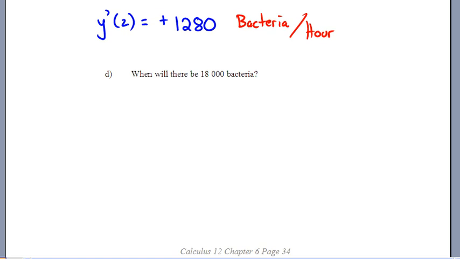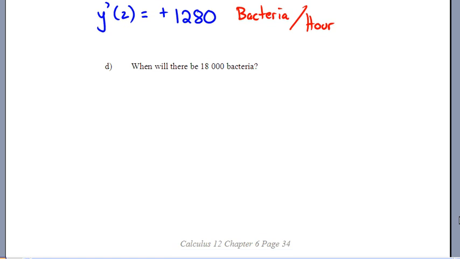Okay, part D, just a little Math 12 question. There's really no calculus here at all. It says, hey, would you be able to figure out when in the day there are 18,000 bacteria? And I would say, yeah, sure, we can do that. We've got this machine that tells you the bacteria at any time. It's equal to 800.